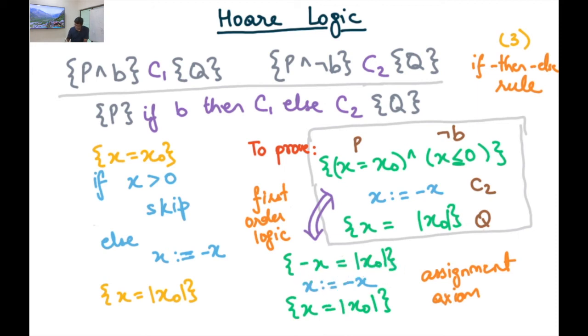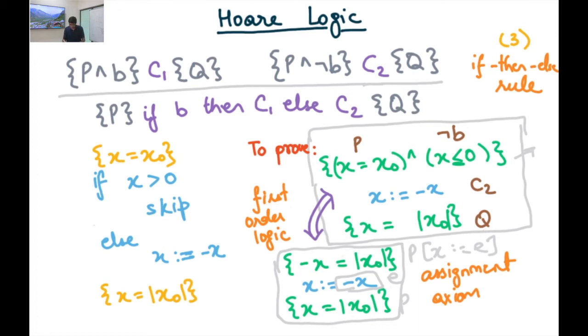Just to make this clearer, here I'm doing P with x := e. This thing here, -x, is e, and this is P. I just copied P here, which is x = |x₀|, except that I replaced x with e, and e is -x, so that becomes -x = |x₀|. So using the assignment axiom, I can construct this Hoare triple, but not this one.